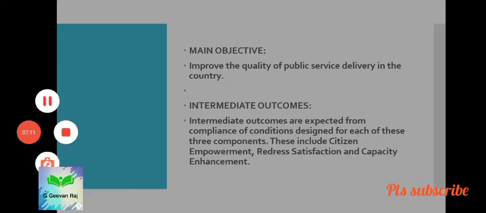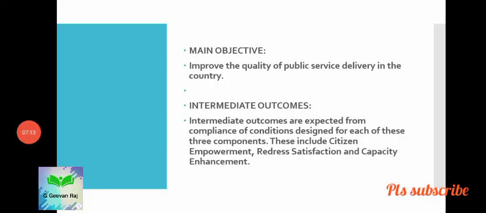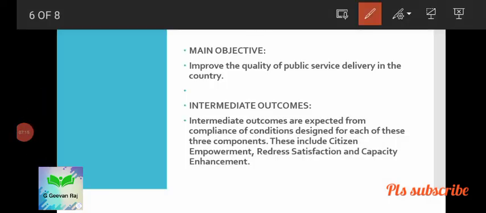Now let us see what are the main objectives of the Sevattom model of service delivery. The main objective is to improve the quality of public service delivery in the country. So the main aim of the Sevattom model of service delivery is to improve the quality of the public service delivery in the country. In other words, it aims at good governance.